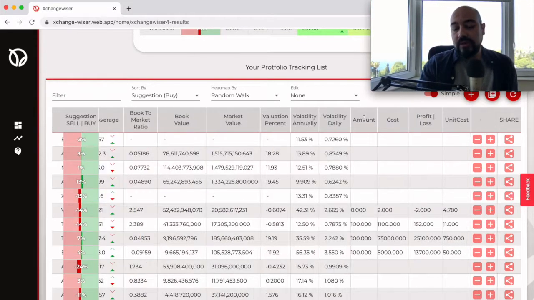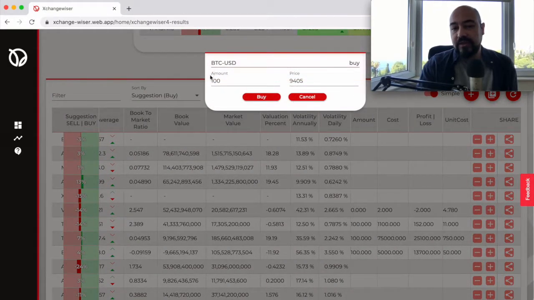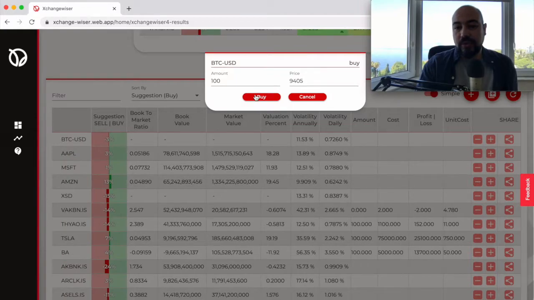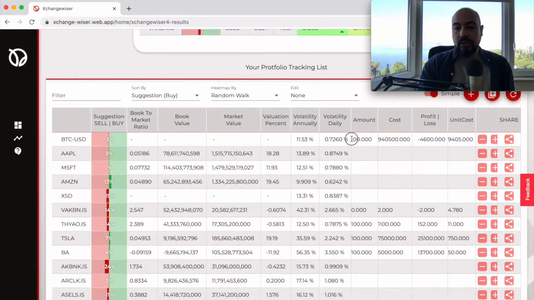And of course, there is an amount column. So for example, you can make an investment in here. Let's say you want to purchase 100 amount of Bitcoin from this price. This is the latest price, a real-time price fetched from the stock markets, and let's click buy. And now we hold 100 amount of this investment tool, and you can see the cost for purchasing this value and your profit and loss and unit cost for this value.